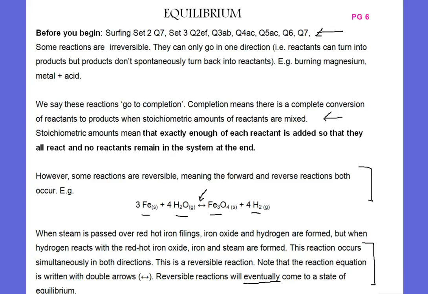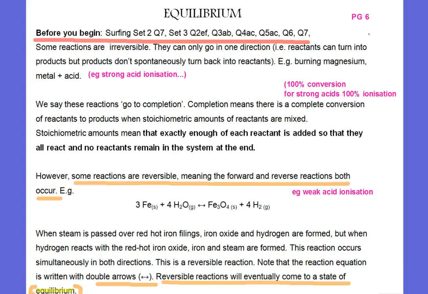So let's just highlight some of the key points from that page. The critical thing, make sure you've done your revision. We did an example here. We talked about the fact that strong acid ionization is an example of a reaction that doesn't happen in equilibrium. Example, 100% conversion of strong acids, i.e. 100% ionization. We learned that some reactions are reversible, meaning both the forward and reverse reactions occur.